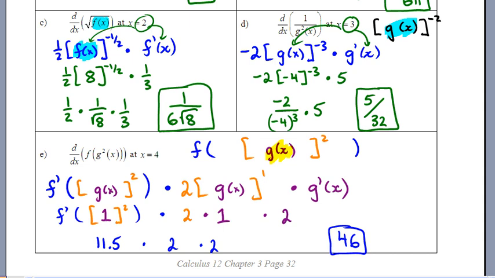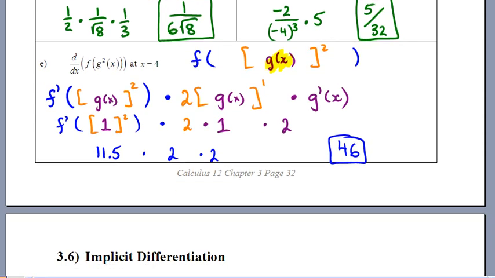So sure, your graphing calculator can help you out with the arithmetic, but it can't help you out with the chain rule. So that's why questions like that actually exist. And that's the end of that lesson.